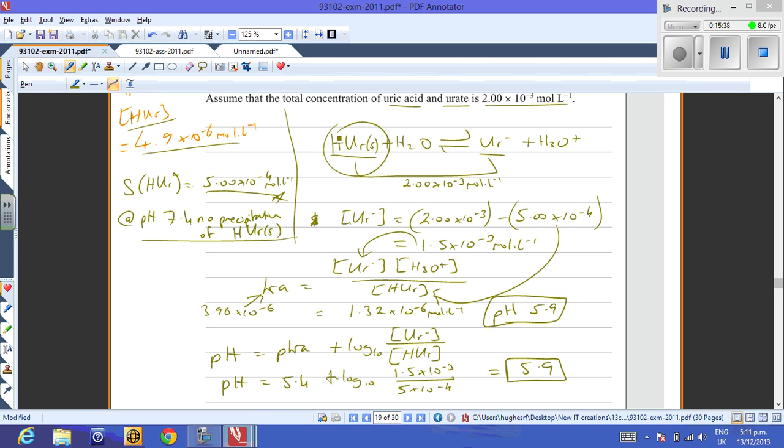So that's the answer for part B, and quite a tricky question. The aqueous system questions can be quite tricky, but if you write down equations, work out Ka values and Ks values where you can, then you're going to pick up marks.